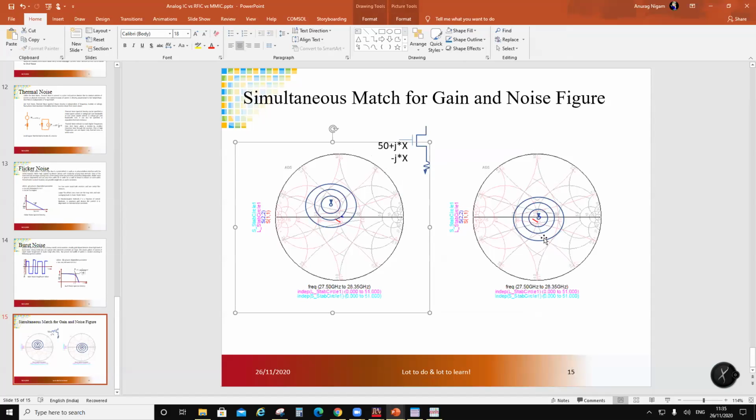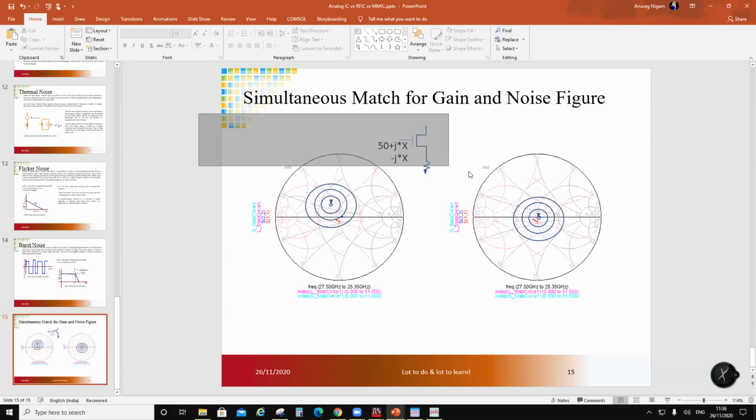So what I did was I can bring both circles, basically the maximum gain and noise figure circles, on top of each other, right? And that too at the center of the Smith chart. So this is the best for gain as well as noise figure. So this is a simultaneous match, okay? And all I have used is the inductance over here.